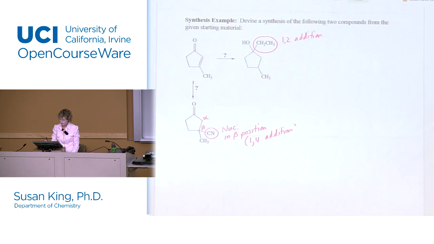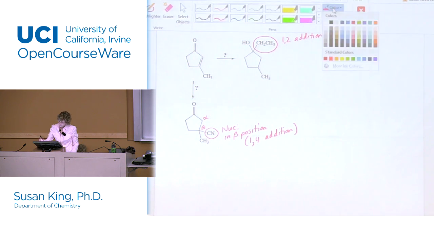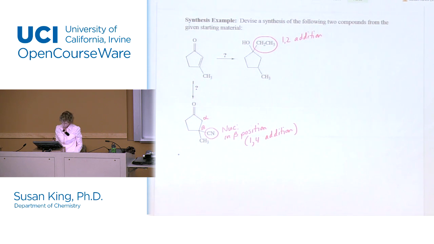So if we want to do 1,4 addition, we have to use either cuprates or things that do reversible carbonyl addition. If we want to do 1,2 addition, we have to use really powerful nucleophiles. So for the 1,2 addition, what would be our nucleophile? Yeah, Grignard, organolithium, right? Use a powerful nucleophile.